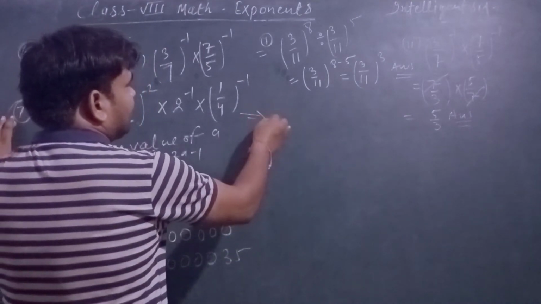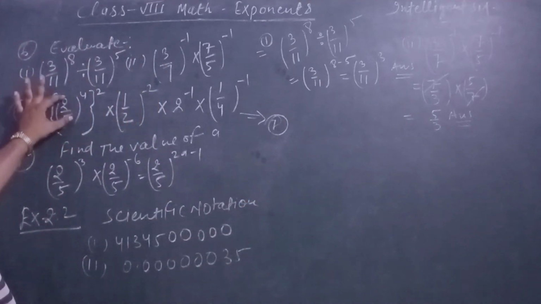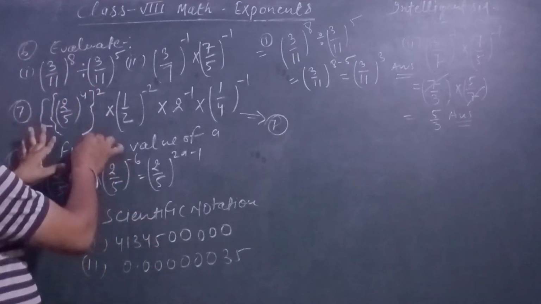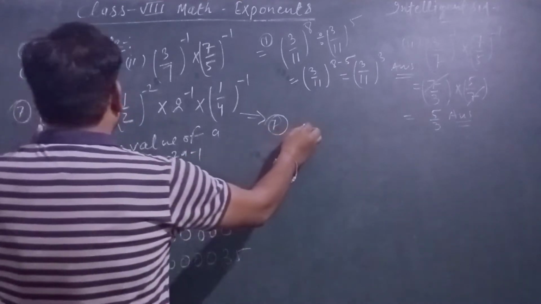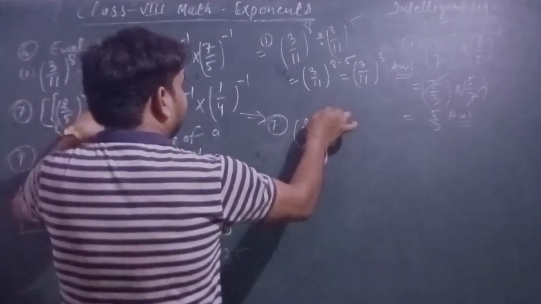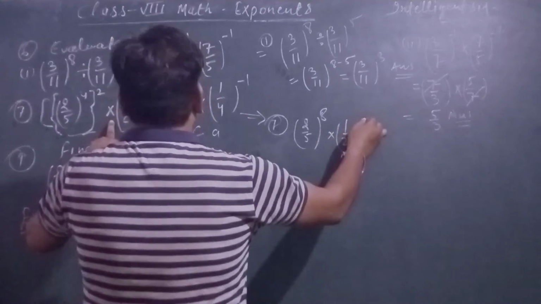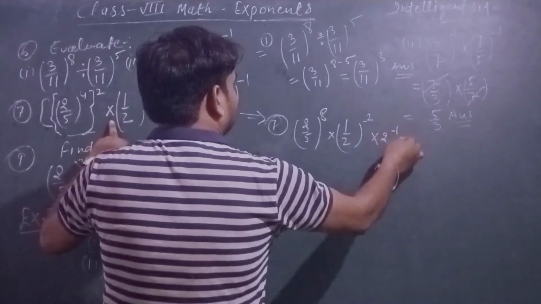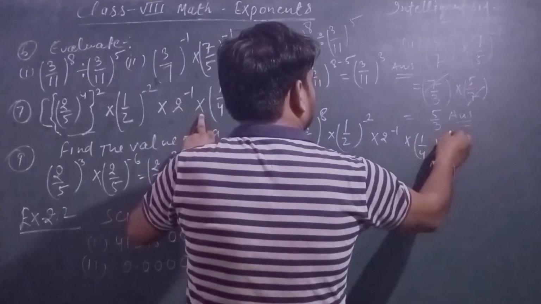Question number 7, students, you see here ((2/5)^4)^2. It means when you see a power to a power, you can multiply the powers. So here we see (2/5)^8 multiplied by (1/2)^-2 multiplied by 2^-1 multiplied by (1/4)^-1.